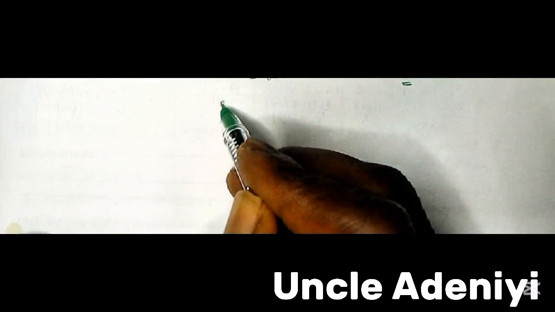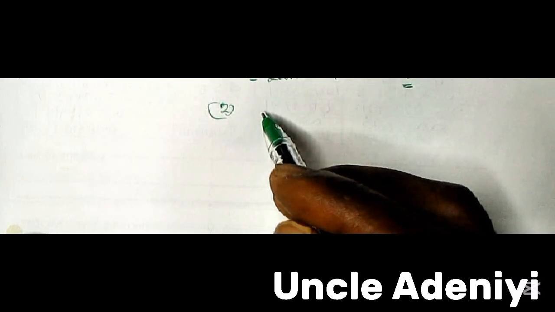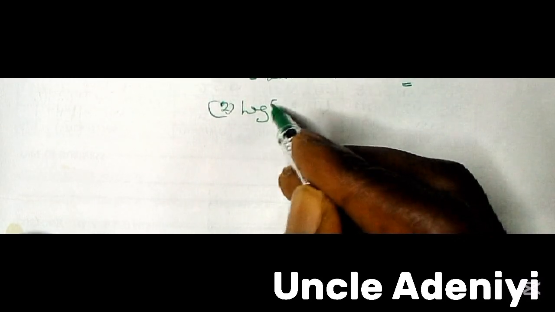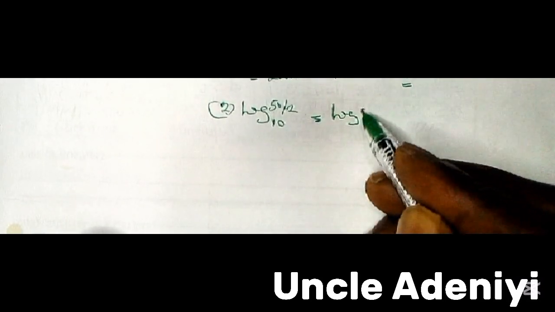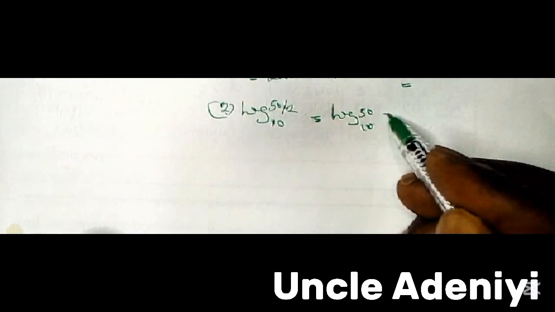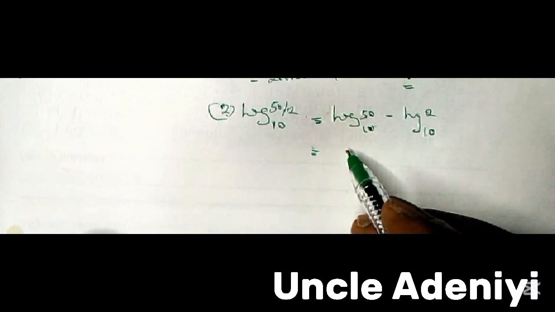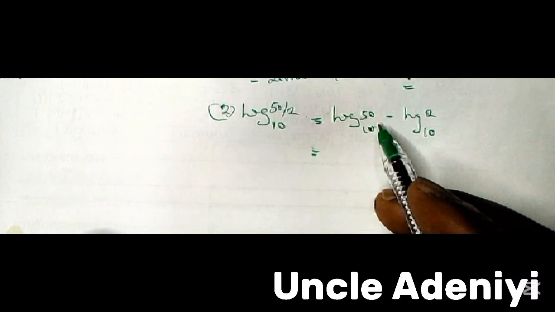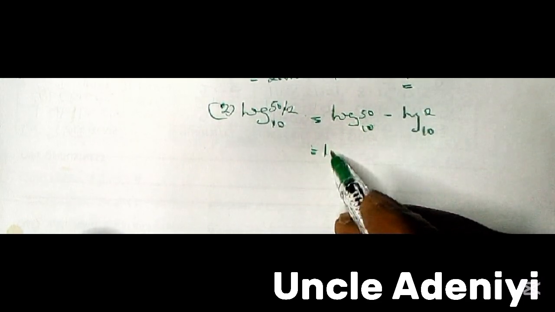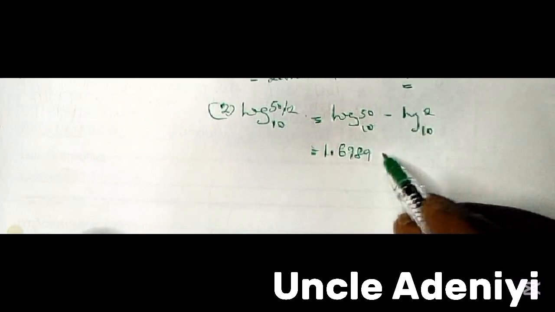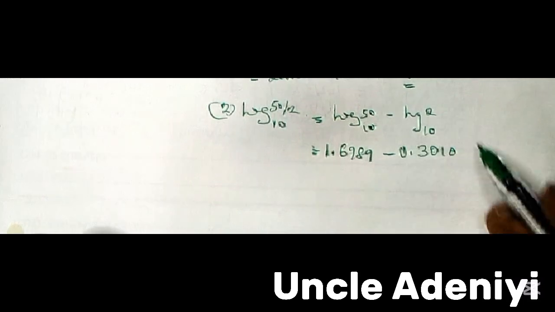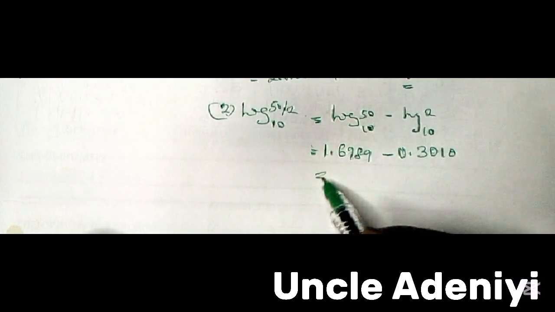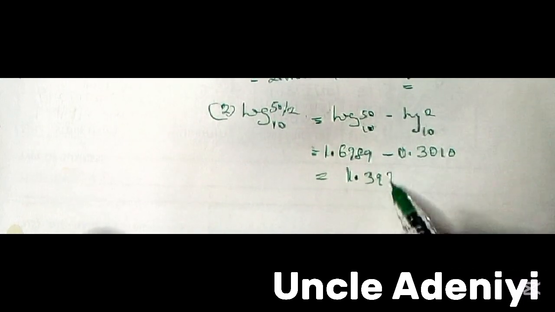So let's move on to example 2. Let's say you are given log 50 divided by 2 base 10, right? So now I say you separate it. That will be log 50 base 10 minus log 2 base 10. Under your logarithm table, log 50 base 10 will give you 1.6989, right, minus log 2 base 10, which will give you 0.3010. So minus it, what will you get? 1.3979. So that's the answer.